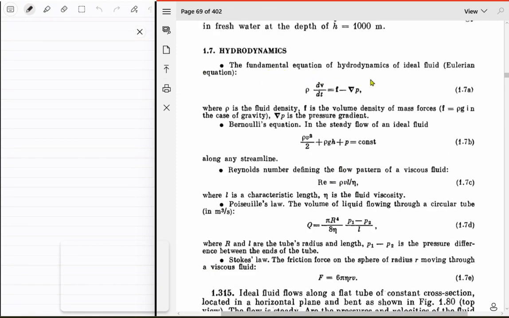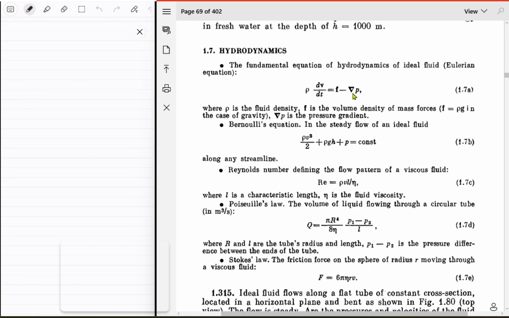So you have the fundamental equation of hydrodynamics of an ideal fluid. An ideal fluid is any fluid that has zero compressibility. It has zero viscosity, which is important because we'll be using that. Right, that's an ideal fluid. And the Eulerian equation, that's what they have given us. So this is basically rho dv upon dt is equal to F minus del P.